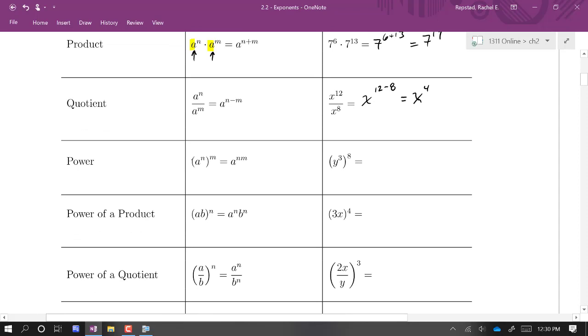If we're raising an exponential expression to a power, so I have a to the n and I'm raising that whole thing to the m power, then we can multiply the exponents together, a to the n times m. Over here with our example, y cubed raised to the 8th power, that's y to the 3 times 8, or y to the 24th power.